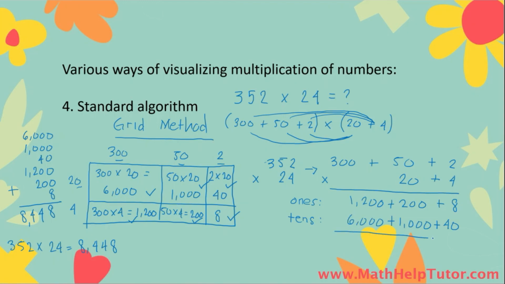So adding all these numbers together, we have 6,000, this one, plus 1,000, this one. We have 40, this one. We have 8, this one. 200 and 1,200, this is 1,200 and 200. So we did the addition already, so no need to recompute. And based on the addition we did a while ago, we know that the answer is 8,448, which again is the answer to our question 352 times 24.